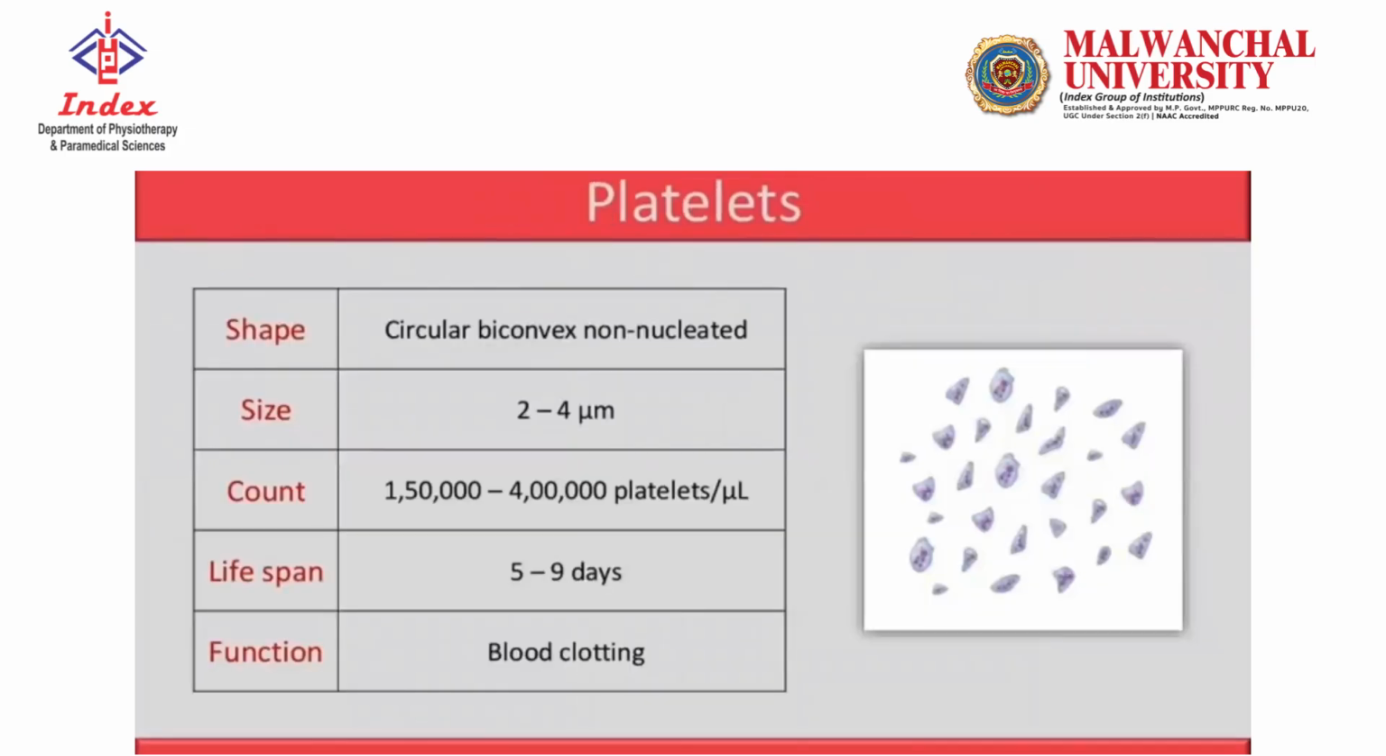Now we'll discuss platelets. Shape: circular, biconvex, non-nucleated, size 2 to 4 micrometer. Count: 1.5 lakh to 4 lakh platelets per microliter in a normal human. Lifespan of platelets is 5 to 9 days under normal conditions. Function: blood clotting, the main function of platelets.